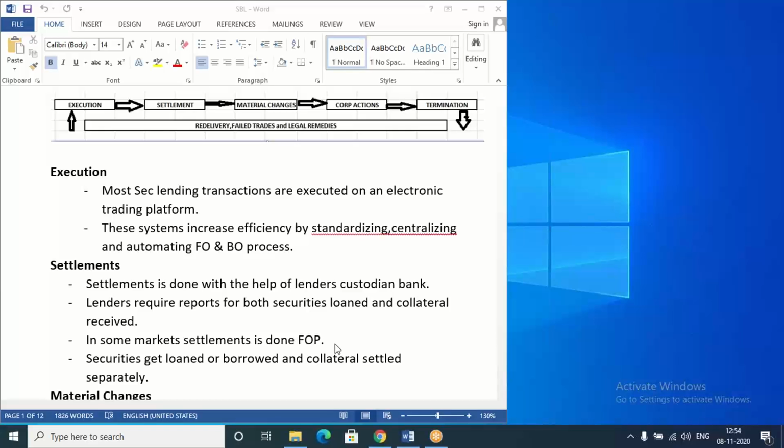What is FOP? What is FOP, folks? You must have learned this in your settlements class. Free of payment. Correct. Free of payment. What does that mean though? In that, the securities are settled first and the cash is settled by the end of the day. Correct. So in this case, collateral is settled at the end of the day.